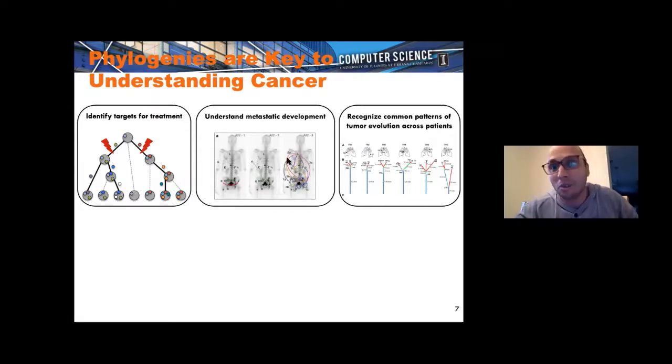And finally, there's also a clinical reason. The tree allows you to reason about treatment. When you treat a tumor, you want to treat as many clones as possible. So you want to target mutations that are closer to the root, because they will be shared in a lot of descendants. That's what a tree allows you to do.